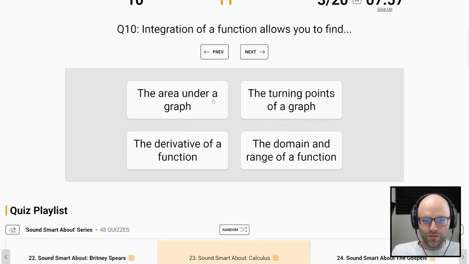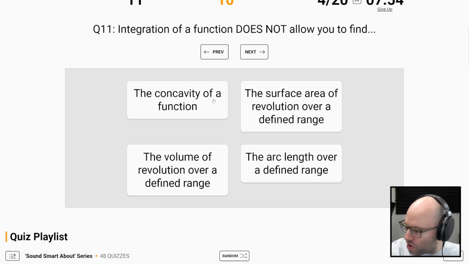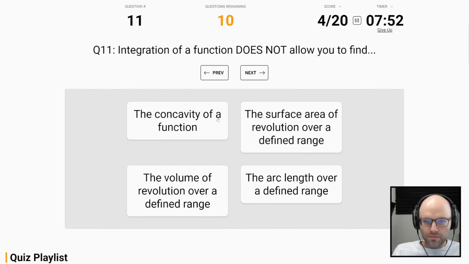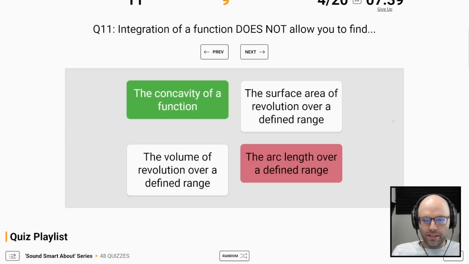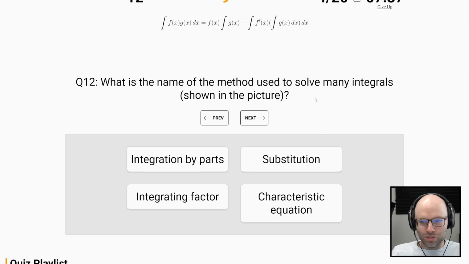Integration of a function allows you to find the area under a graph. The area under a graph. Integration of a function does not allow you to find the arc length over a defined range. No, it's the concavity. It's my mistake.